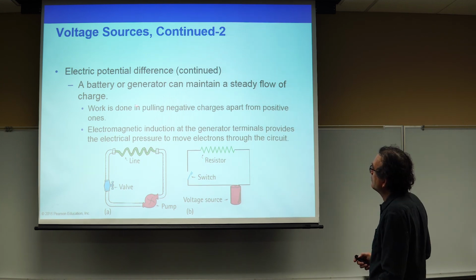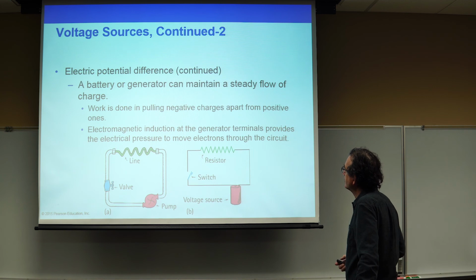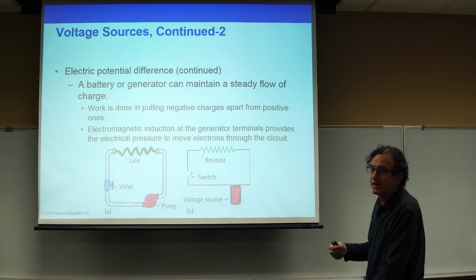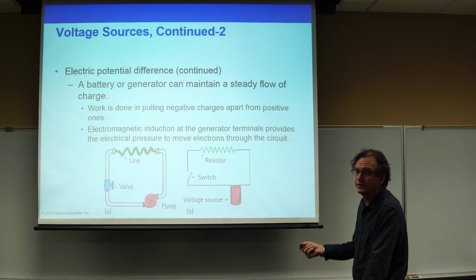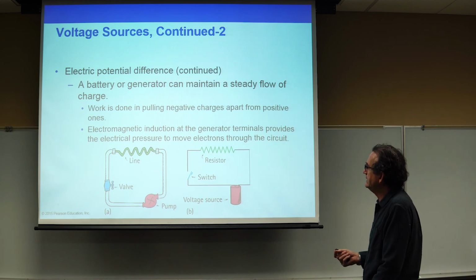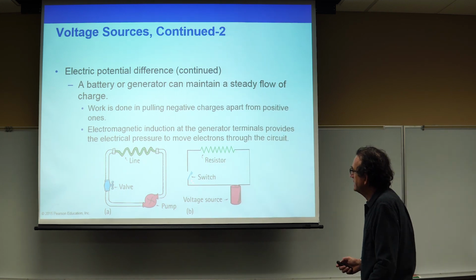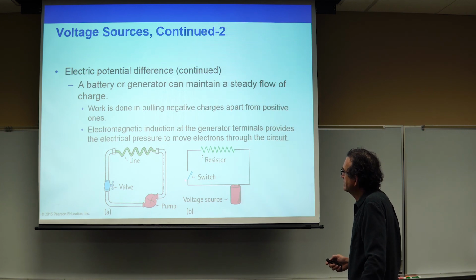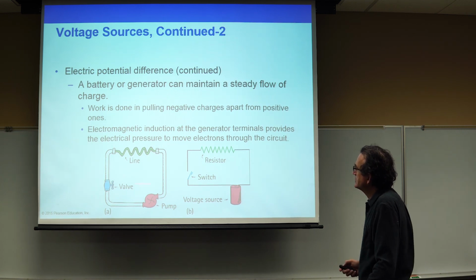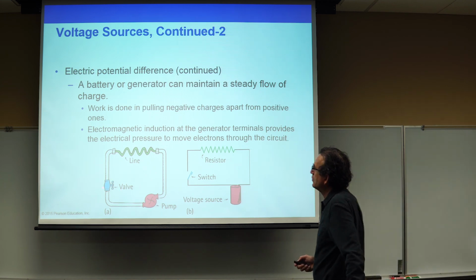The battery requires that there is some work done to create this separation of charges, and that occurs within the battery. And if the battery is doing a lot of work, you will actually feel the battery get warm to your hand, to your touch. You can feel the heat generated in the battery as it does more work. And the switch in this case is allowing us to make the conductor continuous, just as the valve in the water pump allows the water to either flow or stop.